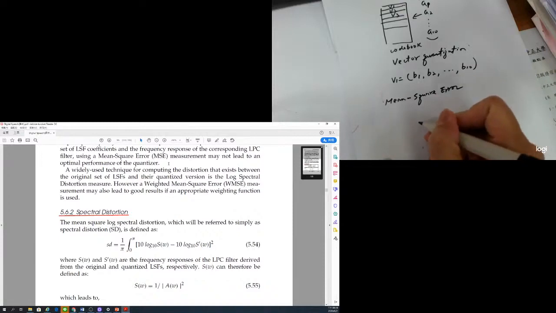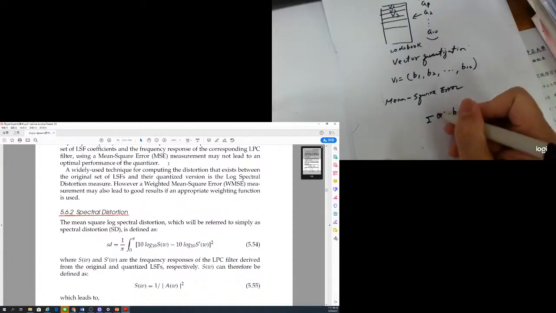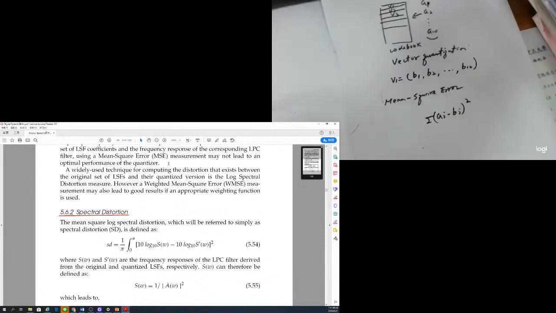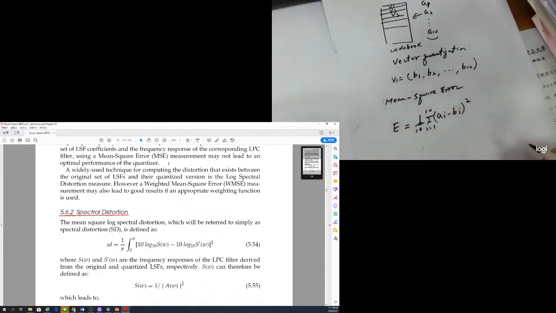You take the summation of (A_i minus B_i), take the square, summation for the distortion, i equals 1 to 10. Then we can divide it by 10. So it's the mean square error, and this is your error function.